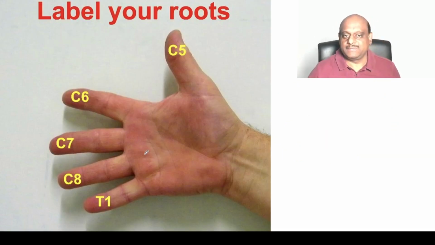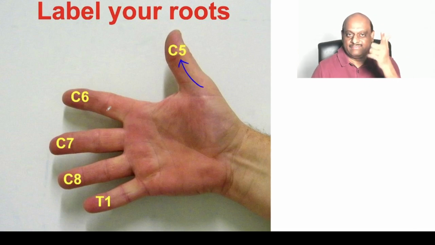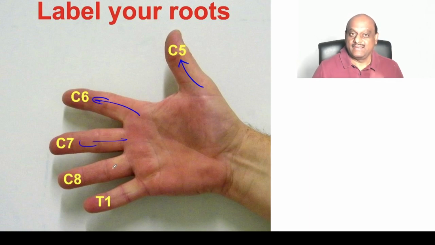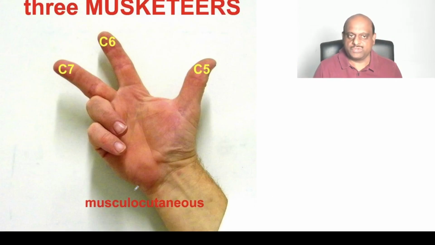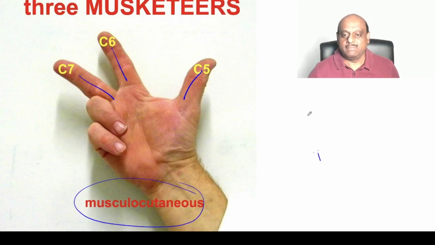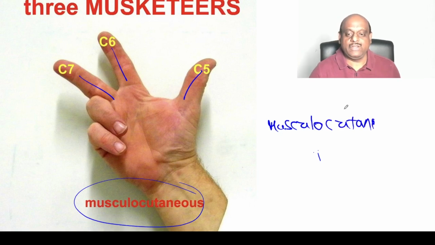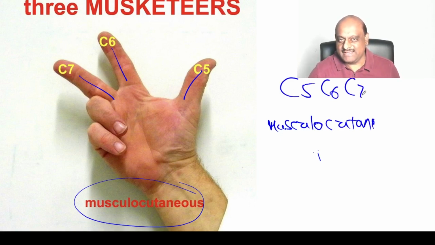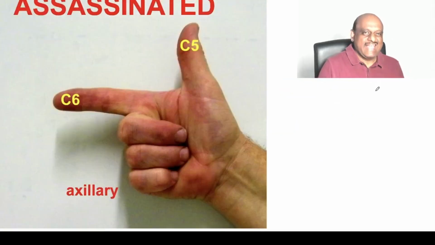So you label the roots. Thumb is C5, your index is C6, middle finger is C7, ring finger is C8 and T1. You remember the labeling of the roots. 3 musketeers, C5, C6, C7 is musculocutaneous. You should not forget. Musculocutaneous. What will you remember? C5, C6, C7. 3 musketeers assassinated.